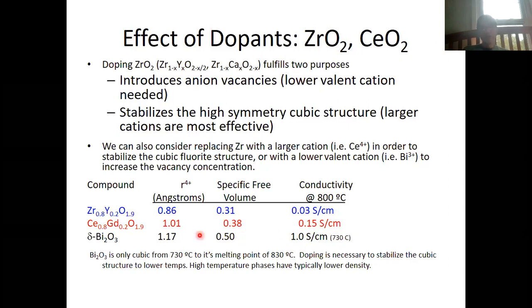So that sounds wonderful, but there's a catch. Bi2O3 is only cubic from 730 degrees Celsius up to its melting point. Okay, so it's a very narrow temperature range in which you can actually use it as an ion conductor. And doping is necessary to stabilize the crystal structure at lower temperatures.